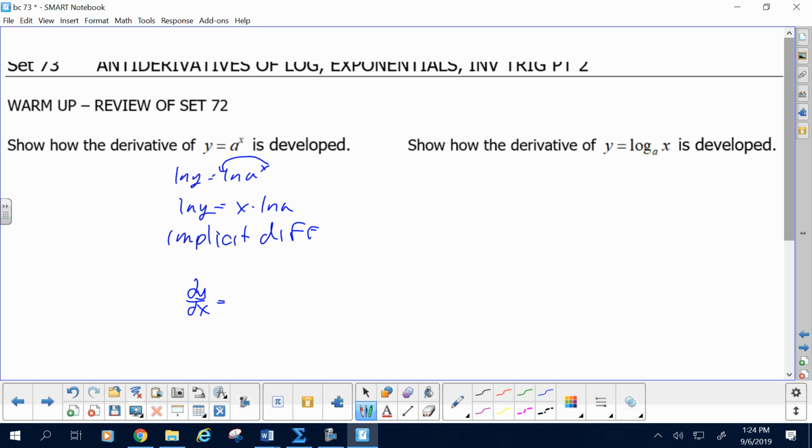Derivative of a to the x is? A to the x times log of a. One person remembered it. That's not great. A to the x times log of a. Cool. Come back to this. Let's build upon that right below here.